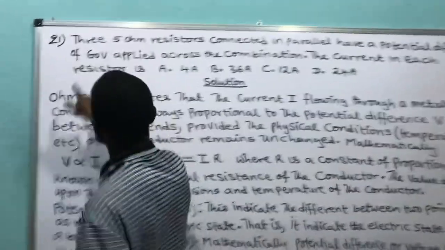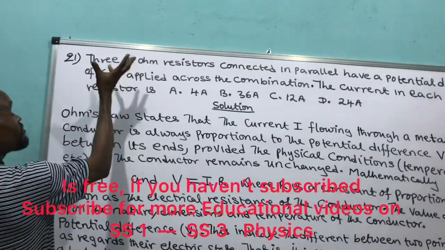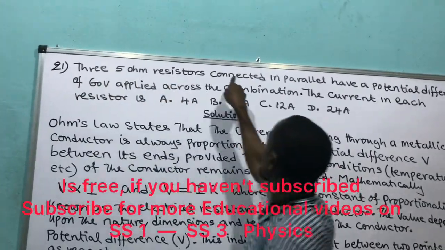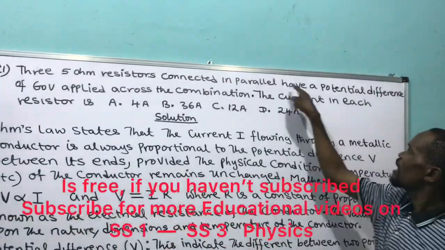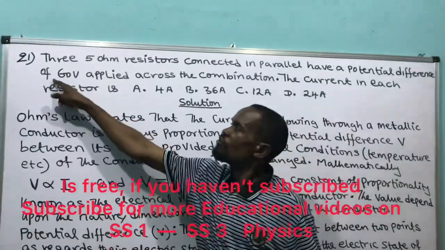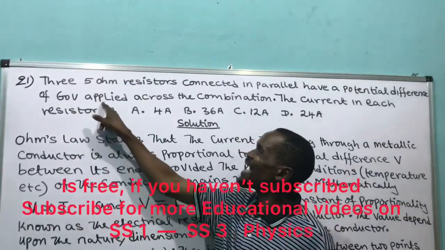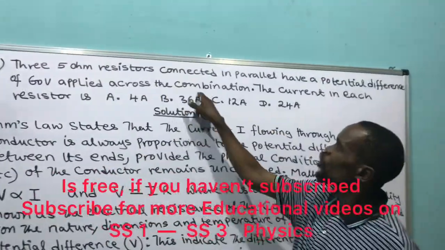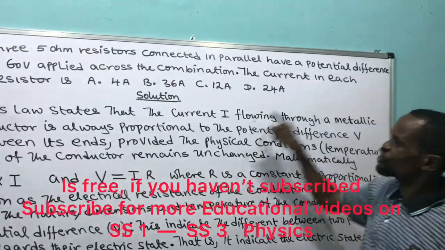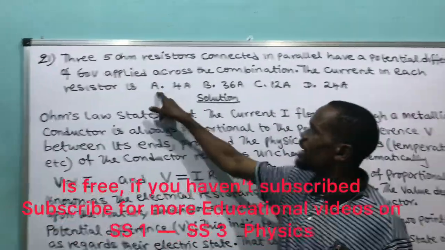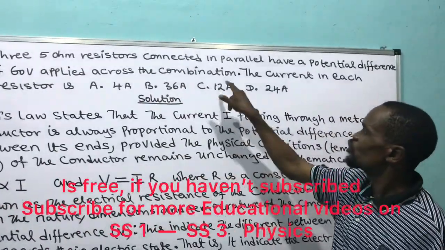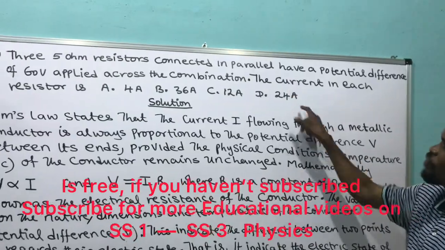Let's repeat the question again. Three 5 ohm resistors connected in parallel have a potential difference of 60 volts applied across the combination. The current in each resistor is: A, 4 ampere; B, 36 ampere; C, 12 ampere; D, 24 ampere.